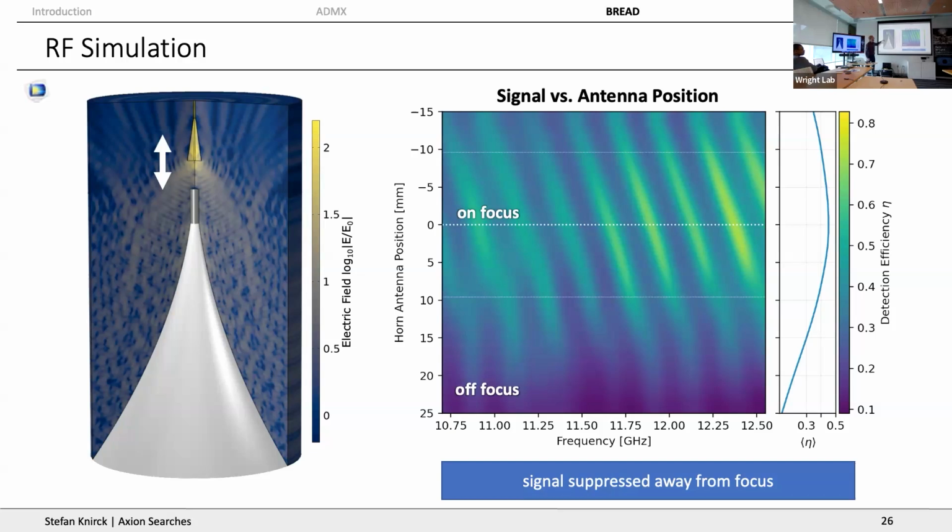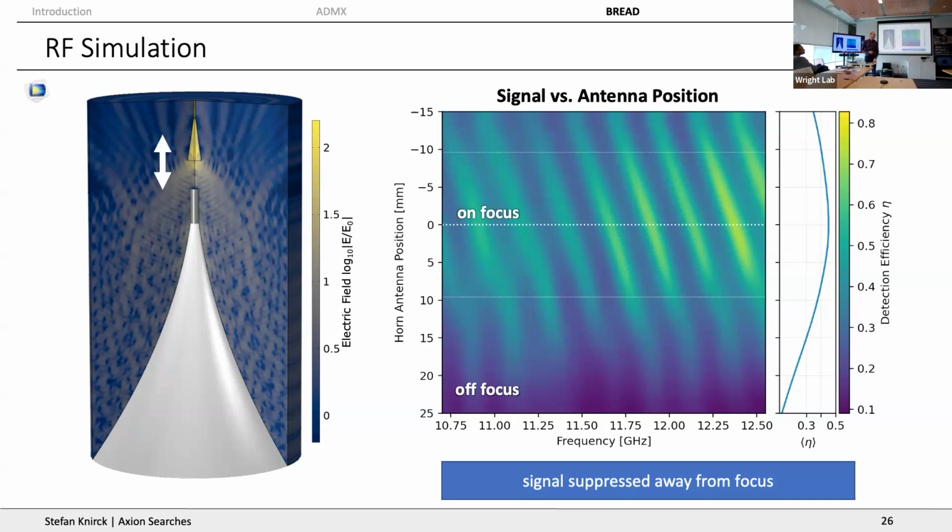But if you move the antenna into the focus, you see this pattern of weak resonances appearing, which are the standing waves between your antenna and your outer wall. So it's not completely flat. You still have this comb of weak resonances, but by wiggling this antenna around, you can average them out. That's what we do. But we try to verify these simulations by measurements.